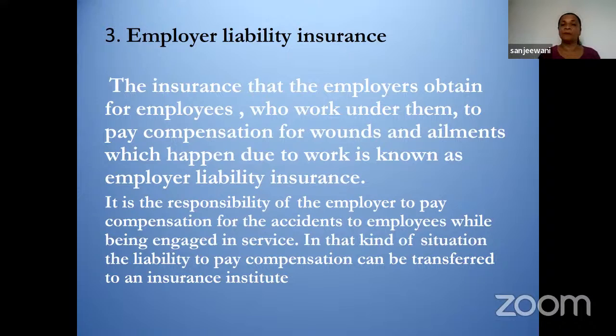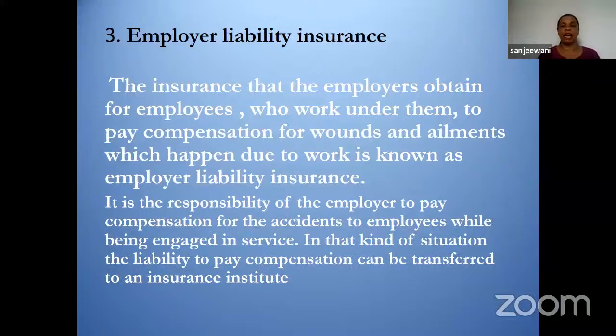It is the responsibility of the employer to pay compensation for accidents to employees. It's your responsibility, because your employees are under you, right? So you need to pay them if something has happened, because they are working for you. In that kind of situation, the liability to pay compensation can be transferred to an insurance institute. Suppose something has happened to one of your employees, you can pay them and get the money back from the institute, saying that you have paid this person for this reason. That is employer liability insurance, right?